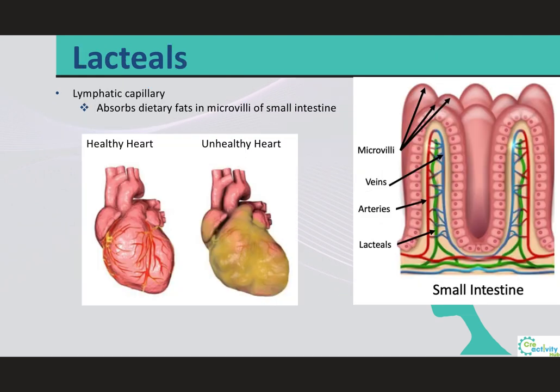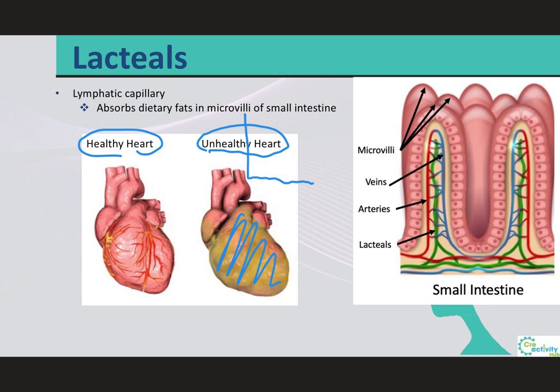Now this image over here on the left shows a healthy heart, and the image on the right shows an unhealthy heart that is covered completely with fat. So how does the fat get to the heart? Well, basically we saw that the lymphatic ducts will empty right between the internal jugular vein and the subclavian vein on both sides, right? So through the right lymphatic duct on the right side and through the thoracic duct on the left side. And how does the fat get to the heart?